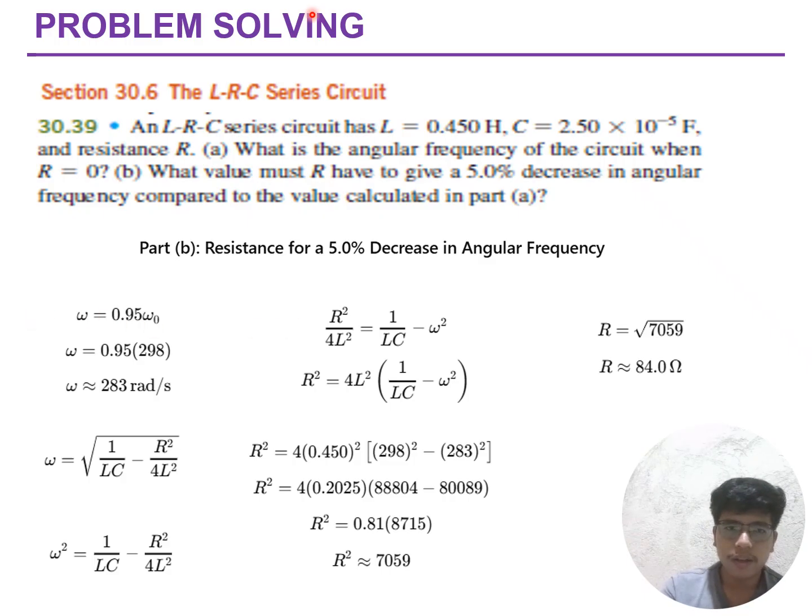After we come up with this answer, we need to take the square root. After we take the square root, here is the final answer. As you can see, it's 84.0 ohms. So this problem shows that resistance reduces the oscillation frequency in an LRC circuit. Even a modest resistance can noticeably lower the angular frequency. When resistance becomes too large, oscillations eventually disappear entirely, turning the circuit into a non-oscillatory system.